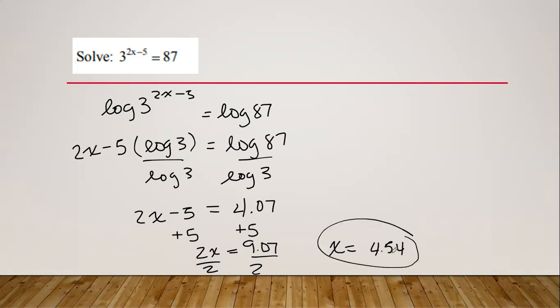Okay, so that's how you're going to do these problems, exponential equations without the same base. If you guys have questions, please let me know. I feel like it's a very simple lesson, so make sure you reach out to me if you have questions.